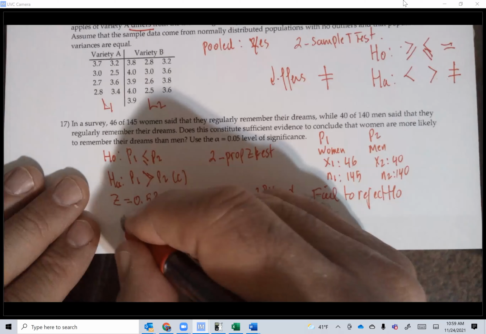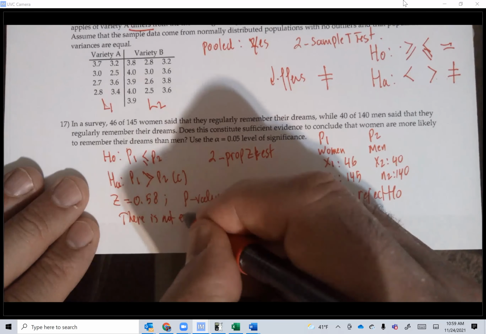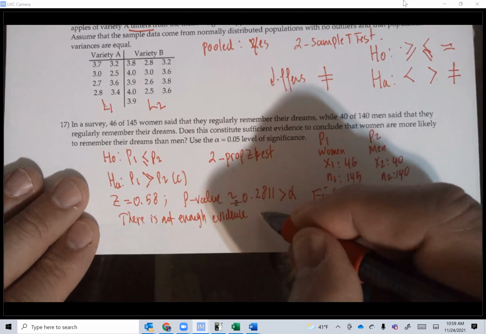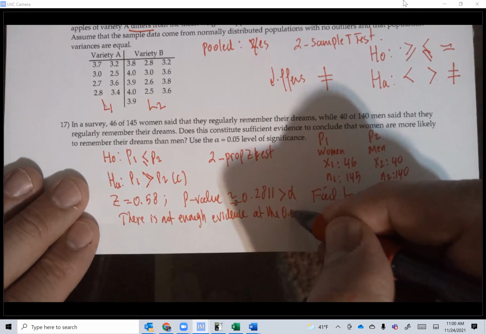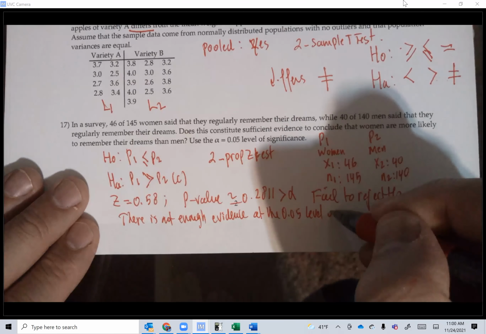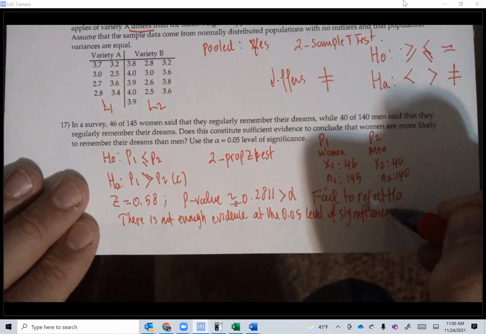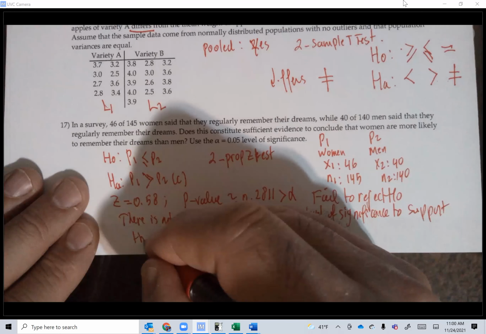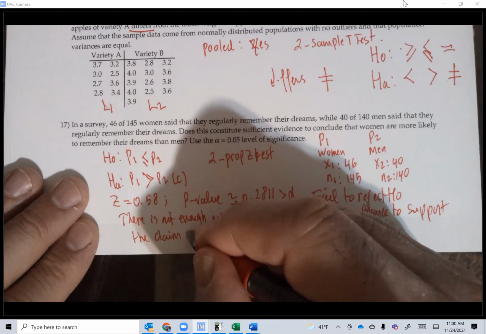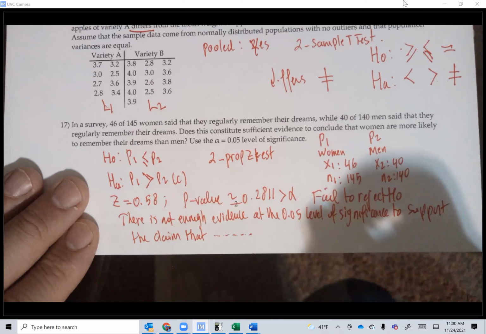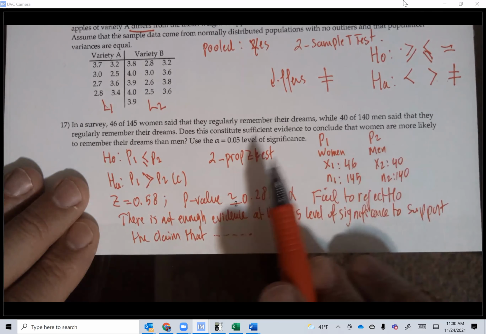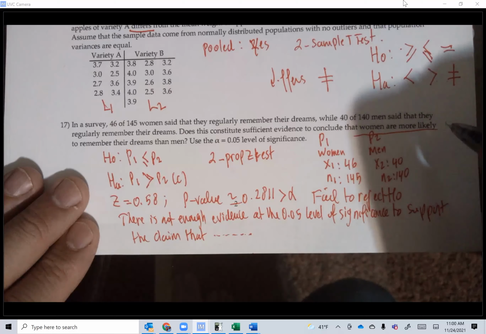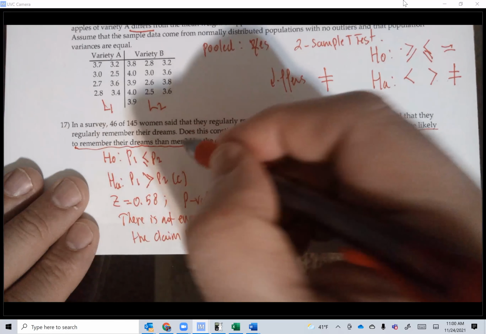So there is not enough evidence at the 0.05 level of significance to support the claim. And for the sake of time, guys, I'm just going to say it verbally, that women are more likely to remember their dreams than men. You just write it down. That's a claim. Just copy it and paste it. Okay, so that's number 17.